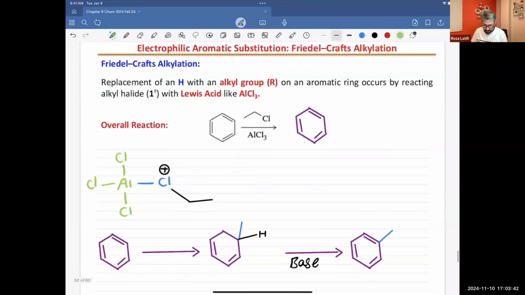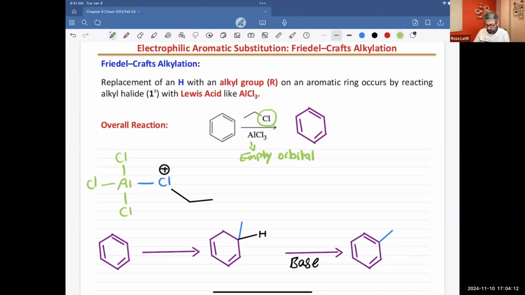Next one is going to be the Friedel-Crafts alkylation. If you are dealing with a carbon that is a primary carbon, the reaction is going to be really straightforward. First step, you will have a Lewis acid react with a halide, and the halide will be attached to the Lewis acid. Why is it attached to the Lewis acid? Because the Lewis acid has an empty orbital.